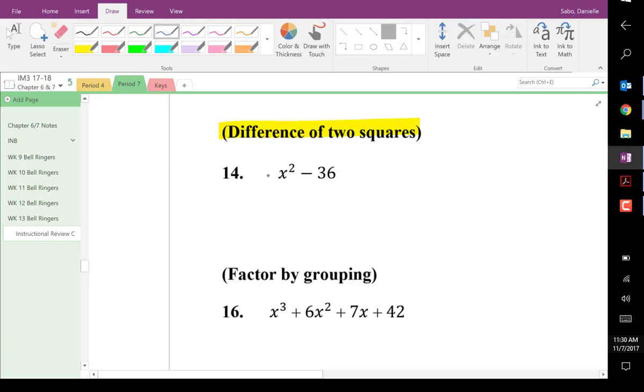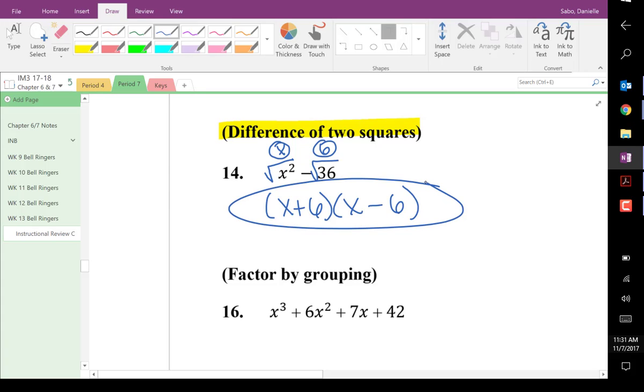So what is the square root of x squared? 1x. So I'm going to circle that. That's my magic number. What's the square root of 36? 6. That's my magic number. Now here was the fun one. You guys liked these. It's just going to be your magic numbers with different signs, and you're done. So x plus 6, x minus 6.